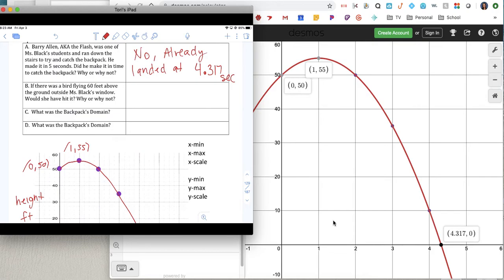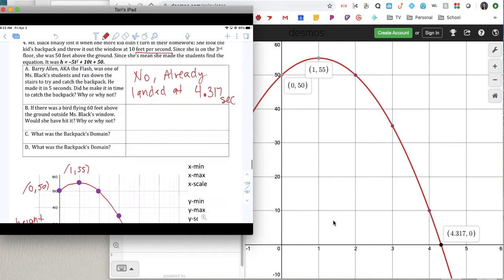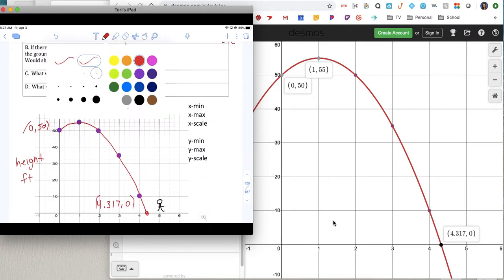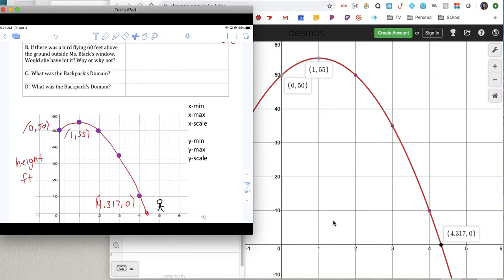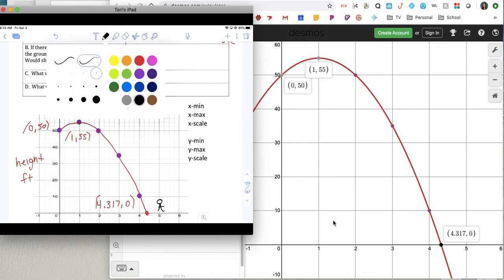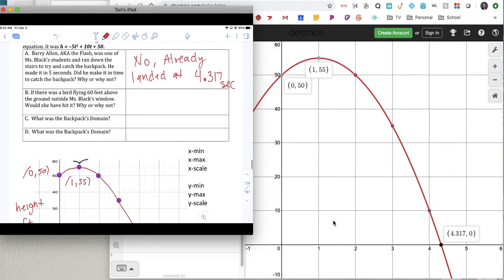All right, if there was a bird flying 60 feet above the ground outside Miss Black's window, would she have hit it? Why or why not? All right, so let's go up here. I'm gonna move this down. All right, so let's say there was a bird at 60 feet off the ground. Would Miss Black have hit the bird? No. Hopefully you see that it only went 55. So no, only went 55 feet. Okay, it never went up to 60. It wouldn't have hit the bird.